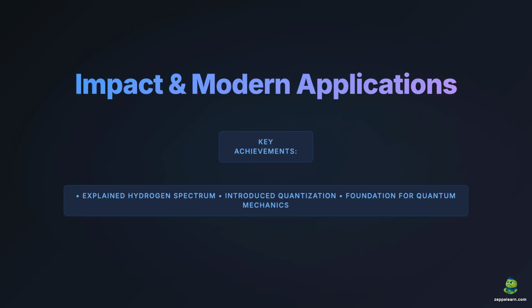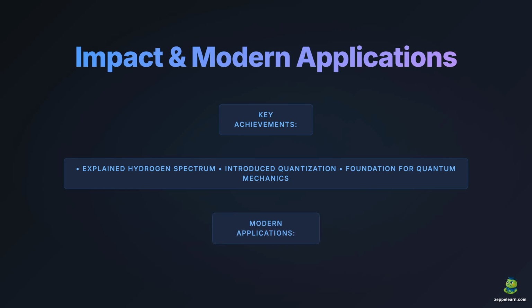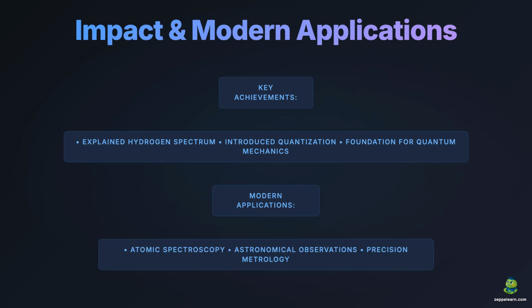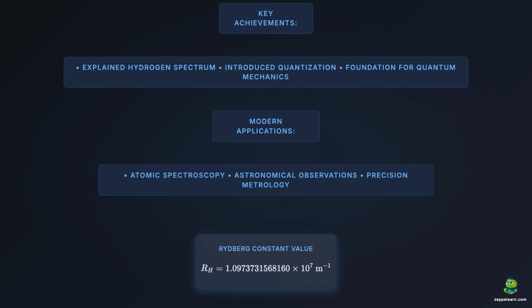It provided the first successful quantum model of the atom and established the theoretical foundation for spectroscopy. Today, the Rydberg constant is used in precision measurements, atomic clocks, and fundamental physics research. Spectroscopy techniques based on Bohr's principles are used in astronomy, chemistry, and materials science. The Rydberg constant is now known to extraordinary precision, 1.097373156816 times 10 to the 7th inverse meters.